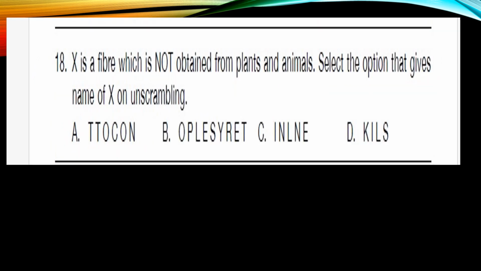Question number 18. X is a fiber which is not obtained from plants and animals. Select the option that gives the name of X by unscrambling. If we unscramble these options, we can get cotton, for B, polyester, C, linen, and D, silk. So our answer is option B, because others are natural fibers.